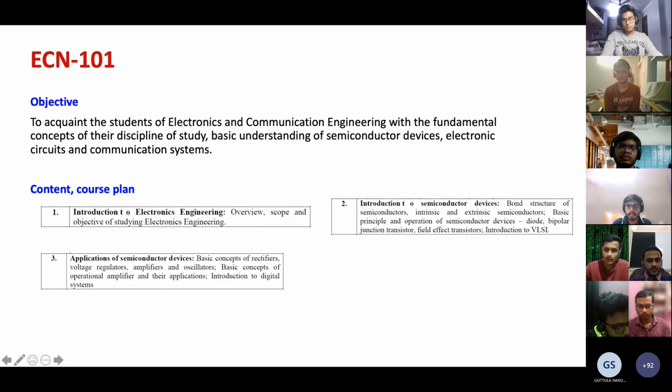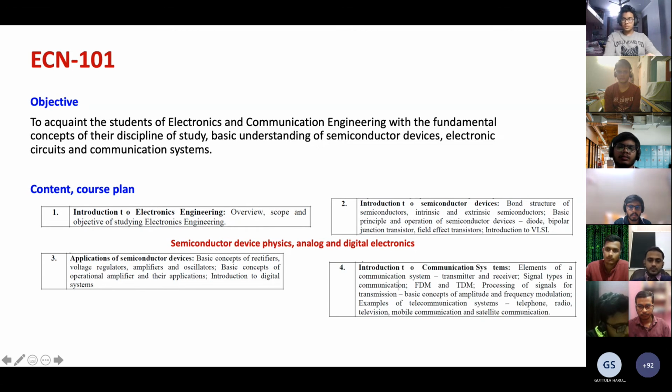So this will involve rectifiers, voltage regulators, amplifiers, oscillators, op amps, digital systems, things like this. In semiconductor devices, we will discuss the basics of semiconductors, basics of semiconductor junctions, transistors, and VLSI systems. So this will be about semiconductor device physics, analog and digital electronics.